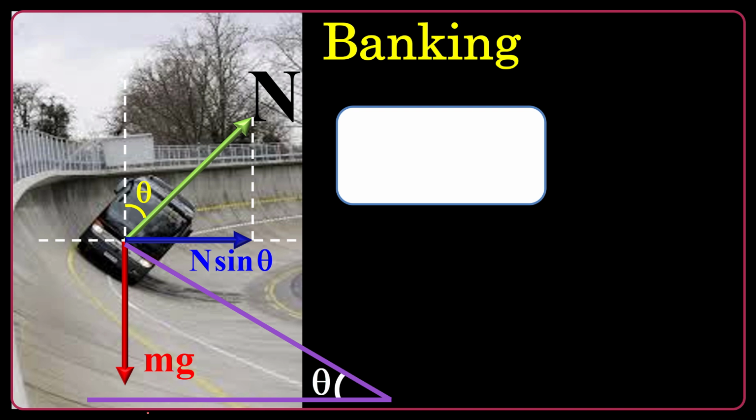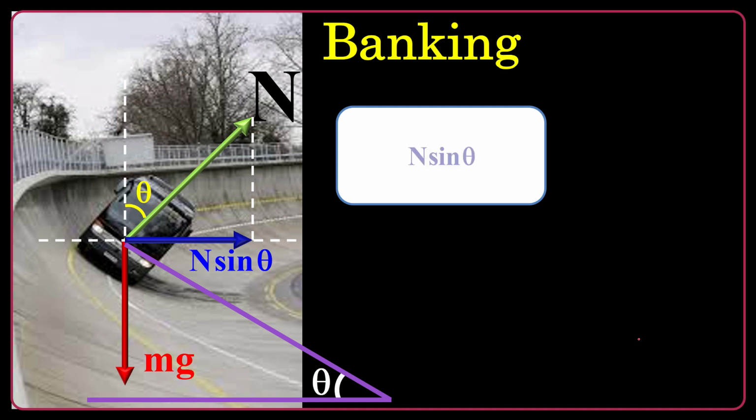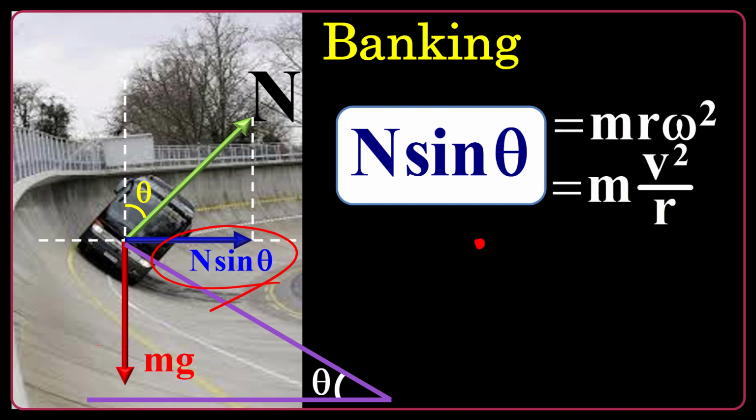The horizontal is going to be n sine of theta. It's very easy because if I make a right triangle here, let's say this horizontal side is nx. Here, sine of theta is going to be nx, the opposite, divided by the hypotenuse n. So nx seems to be n sine of theta. This is the horizontal component of that normal force. And as the center of the circle is here, this horizontal force will guarantee and supply the centripetal force.